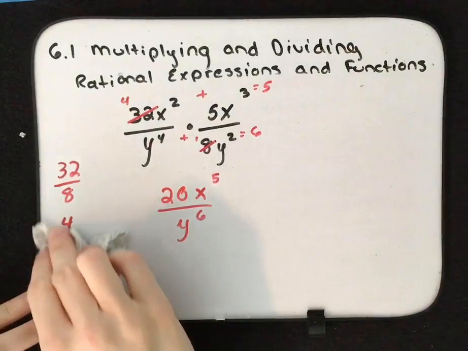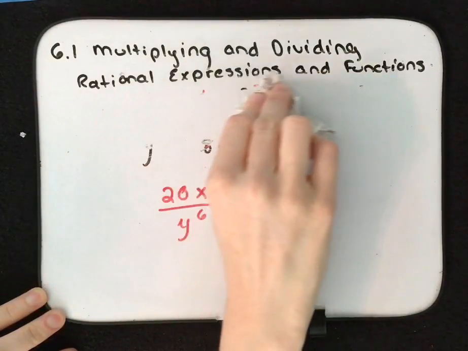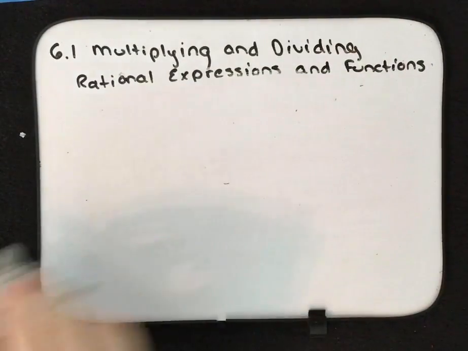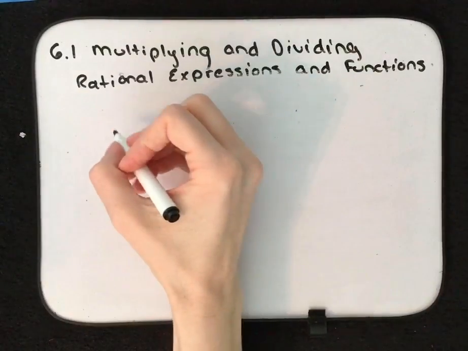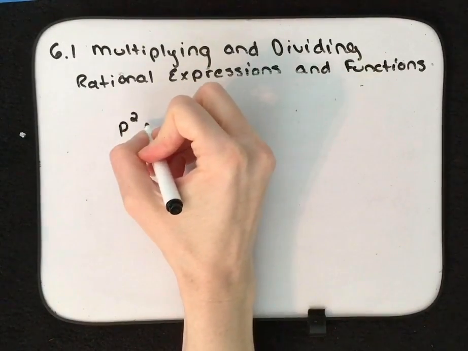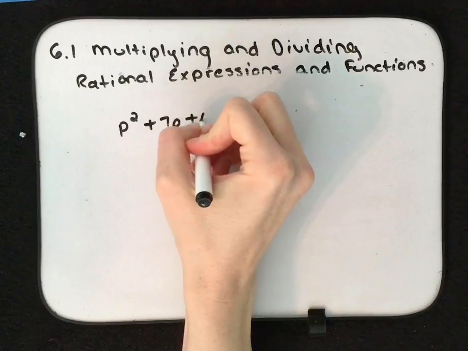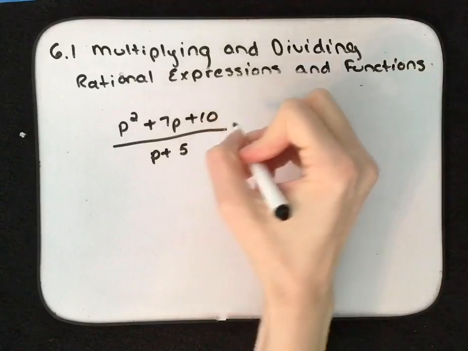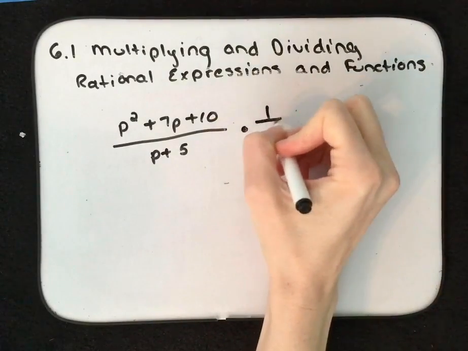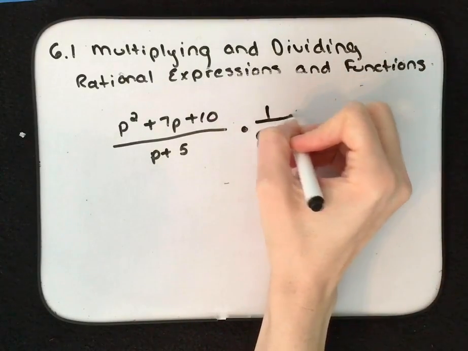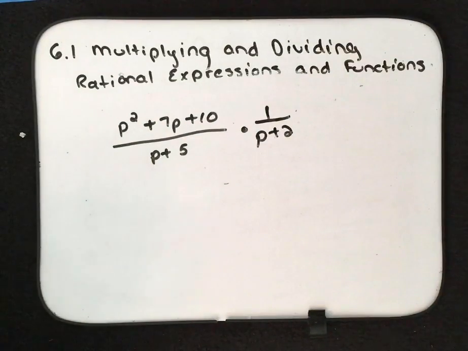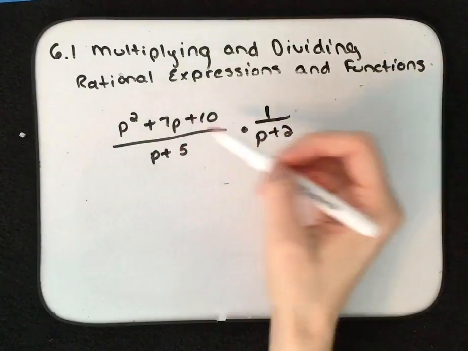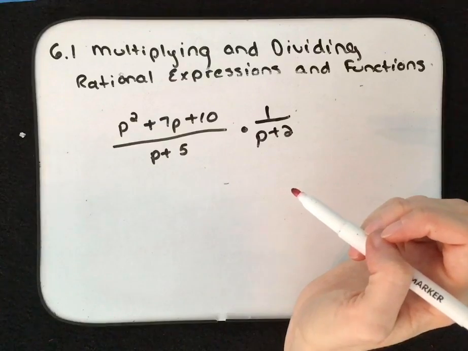Let's try again. p squared plus 7p plus 10 all over p plus 5 times 1 over p plus 2. In the last question, we did not have any addition or subtraction, so we were able to go ahead and start canceling. Here we have some addition, so we cannot go ahead and start canceling.